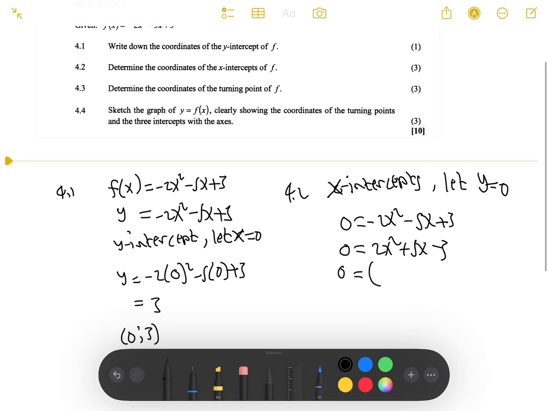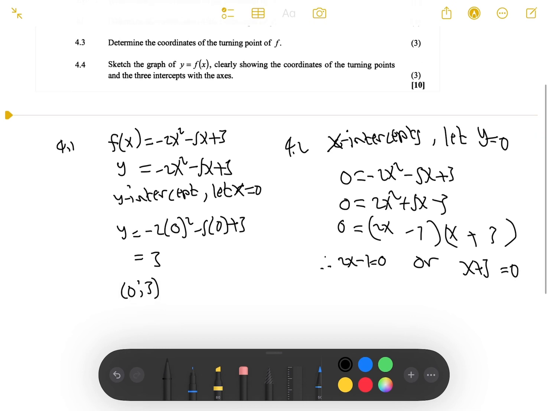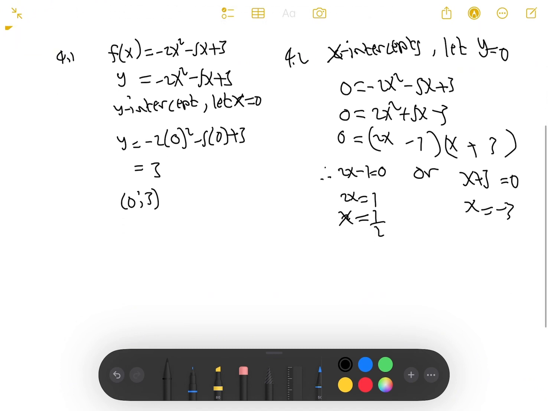Divide both sides by negative 1, we end up with 2x squared plus 5x minus 3. Now we factorize: (2x, x), 3, and then minus 1. Okay, and we therefore get 2x minus 1 equals 0, or x plus 3 equals 0. From this, 2x equals 1, divide both sides by 2, x equals a half, and here x equals negative 3. But then remember, the coordinates of the x-intercepts will be (half, 0), and then here we have (negative 3, 0), okay?